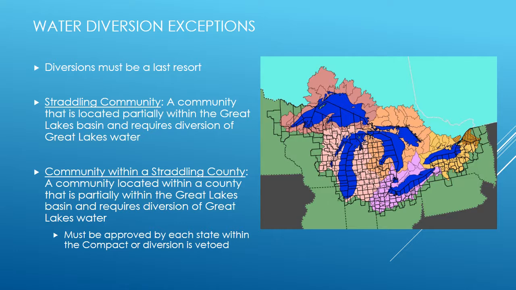A community within a straddling county is a community that's located within a county that is partially within the Great Lakes Basin and requires diversion of Great Lakes water, but the community or city itself is not within the Great Lakes Basin. And for a community within a straddling county to get a water diversion, it must be approved by each state within the compact, or the diversion is vetoed.